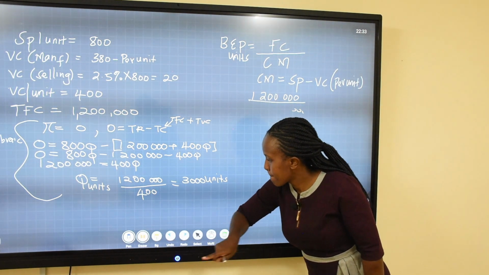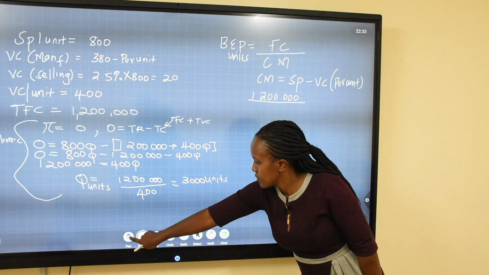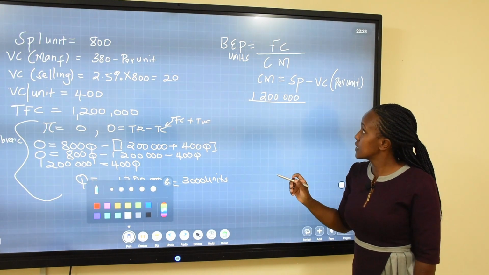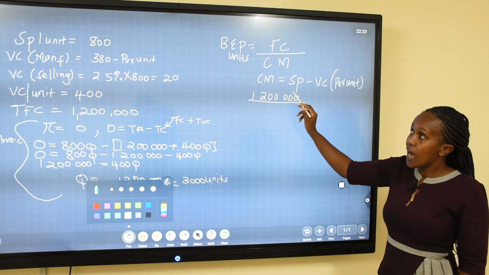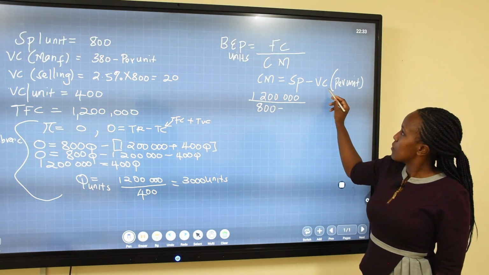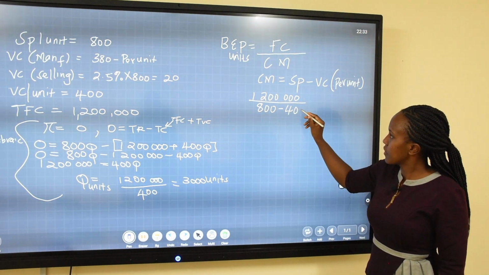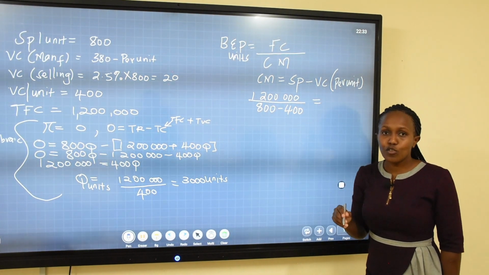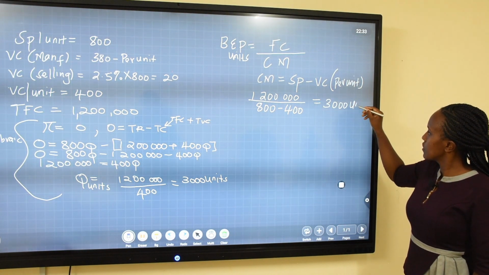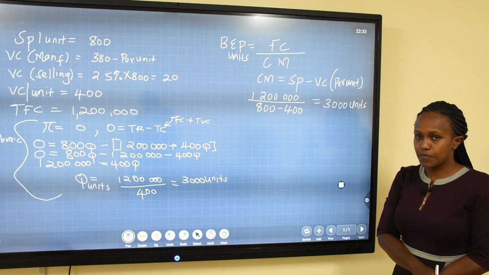Then contribution margin, CM, is the difference between selling price, which is 800 per unit, and our variable cost per unit, which is 400. You can see it there. Again, this is also going to give us 3,000. This is going to give us 3,000 units. So this is how we get break-even point in units.